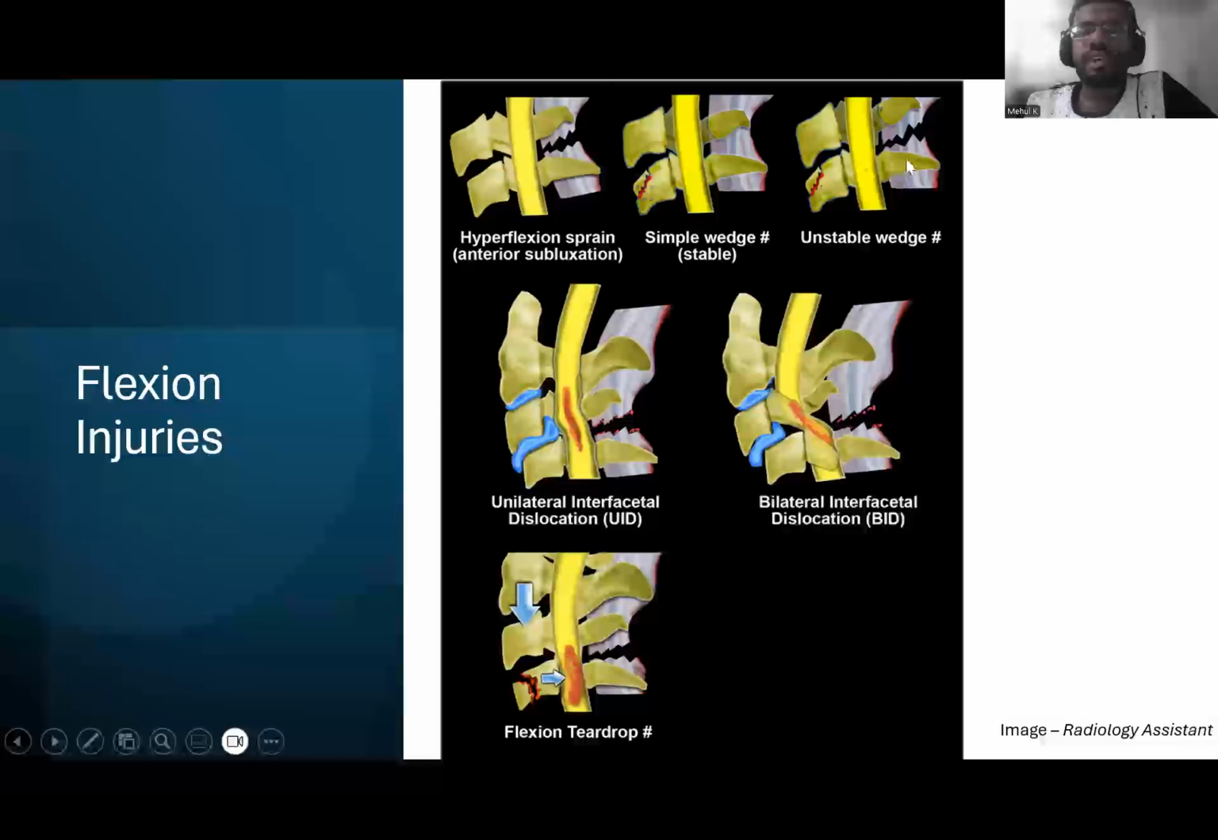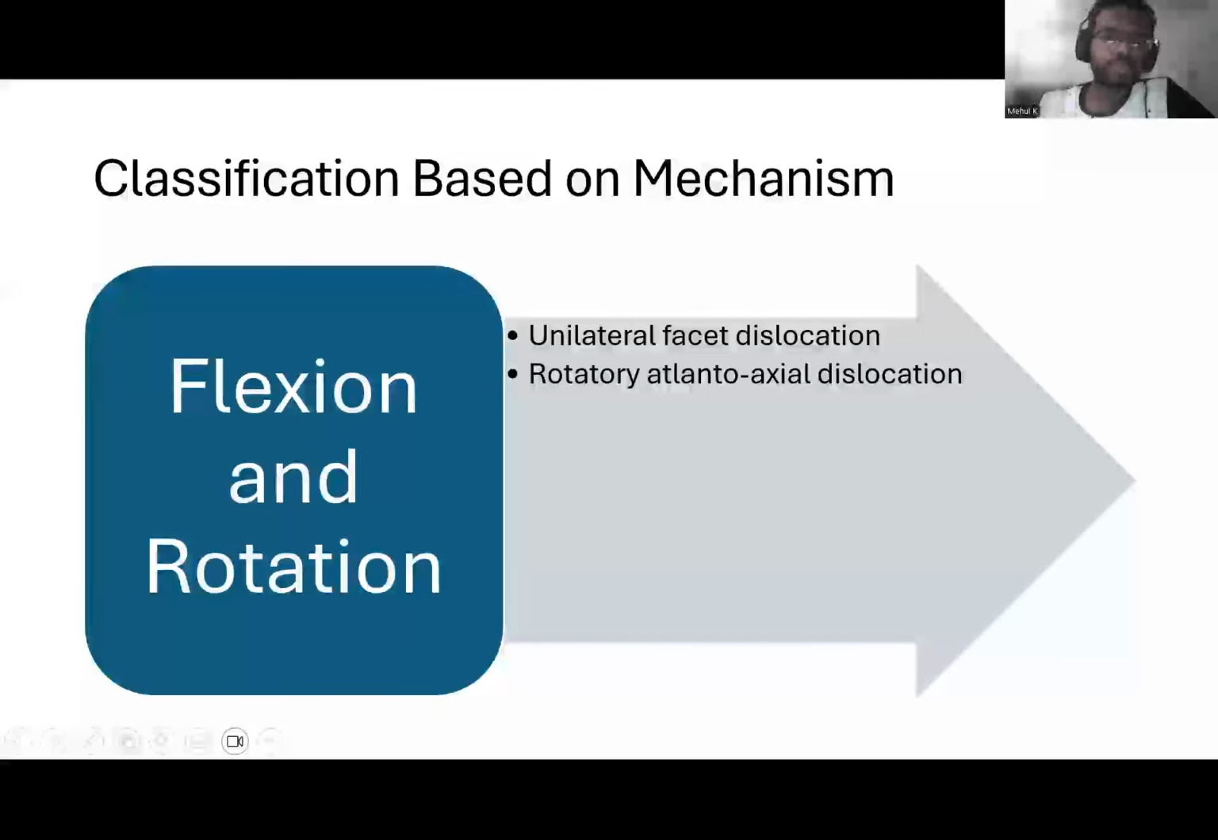If your wedge fracture also involves your posterior elements, leading to widening of the space between your spinous processes, that is an unstable wedge fracture. So these are some of the injuries that you have to be familiar with, and we'll discuss them more in the radiology section. So that is all about flexion.